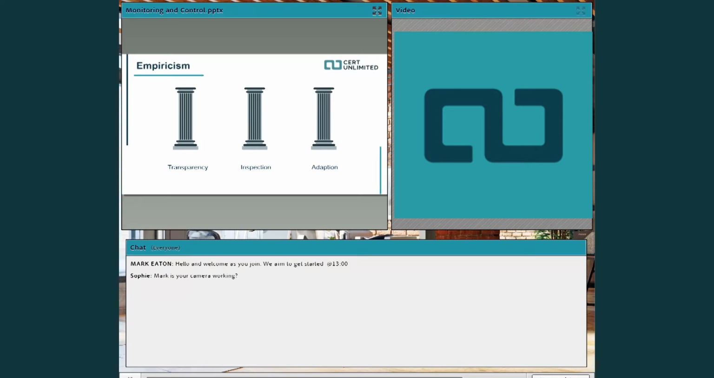So the first pillar that we see here in empiricism is transparency. Your plans need to be transparent, even when they change. You need to be able to communicate that change readily and easily for the stakeholders, so that your stakeholders can quickly see through the transparent plan exactly where you are and where you're aiming to be and how you're going to get there. So it's the stakeholders that inspect your plans, and they can only do that if you're transparent.